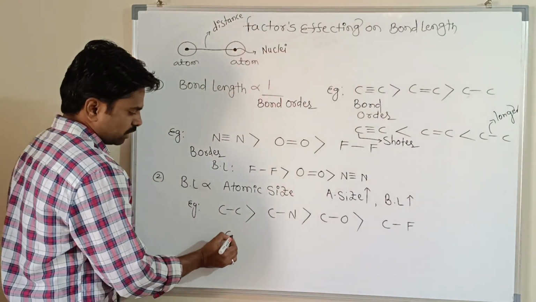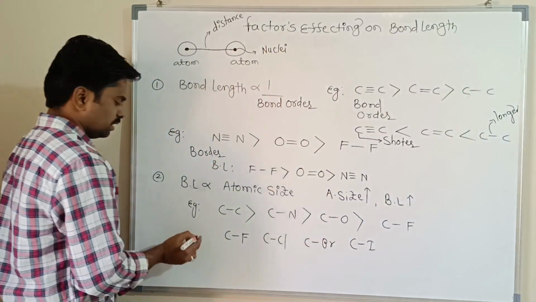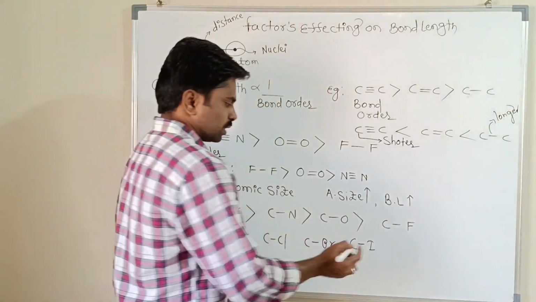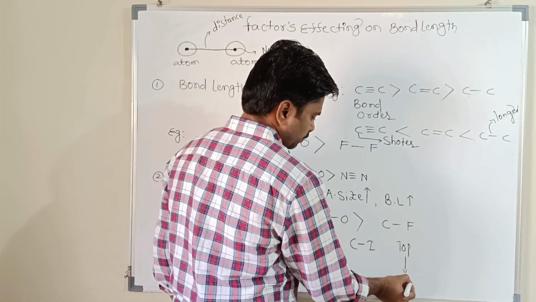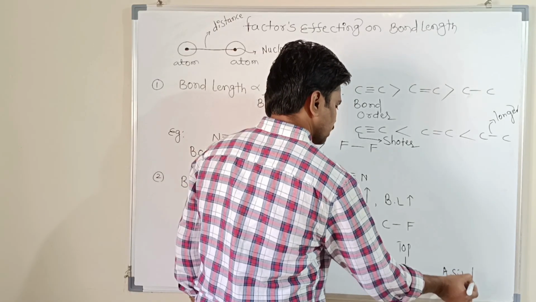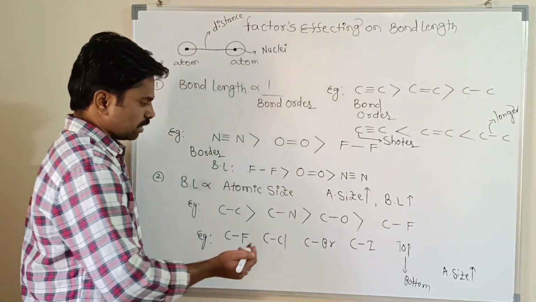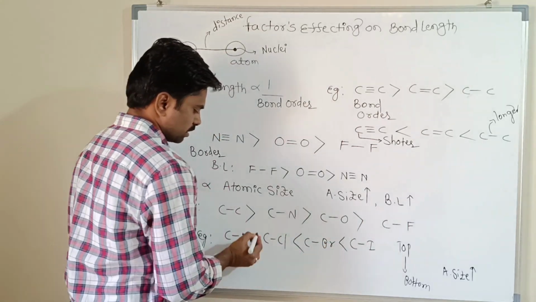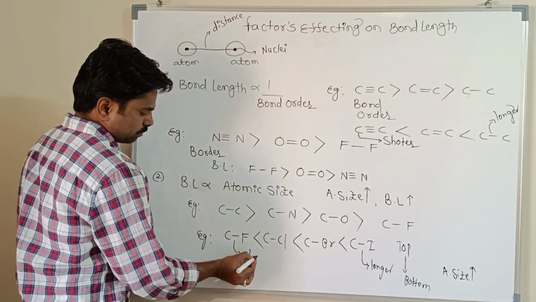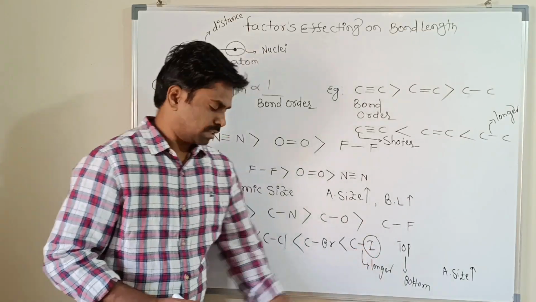Okay, right. Same, I will give the example C-F, C-Cl, C-Br, and C-I. In this case also, we know very well that from top to bottom in the periodic table, atomic size increases. So atomic size and bond length are both directly proportional. Finally, we know very well that C-I has the longer bond length and this one has a shorter bond length, due to atomic size. Iodine's atomic size is larger than fluorine's.